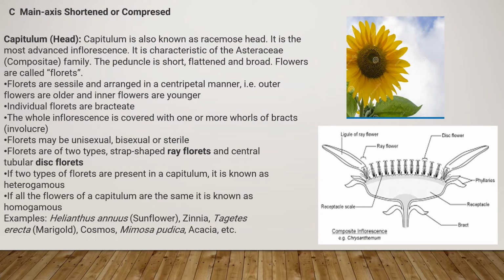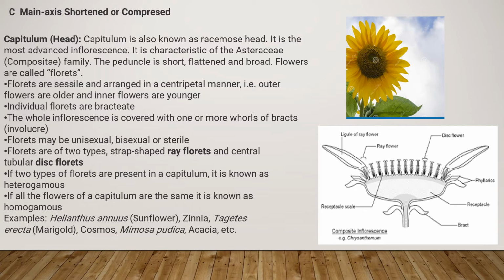Then under the main axis shortened, that is a third type or compressed, we have the only inflorescence which is called as capitulum or head type of inflorescence. A capitulum is also known as racemose head. It is the most advanced inflorescence. It is a characteristic feature of the Asteraceae family, also called the composite family.